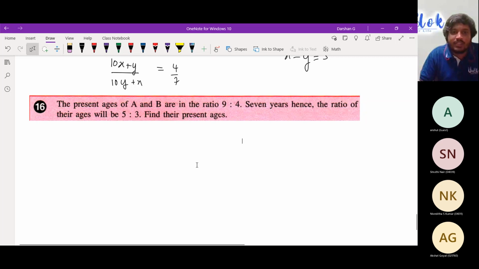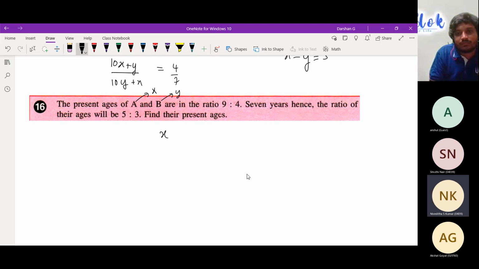The present ages of A and B are in the ratio of 9:4. 7 years hence, the ratio of their ages will be 5:3. What are their present ages? I think Nivedita, can you help us with the equations fast? Yes, sir. One second. Present ages of A and B, I'm taking as x and y.